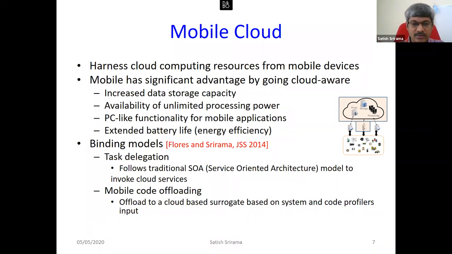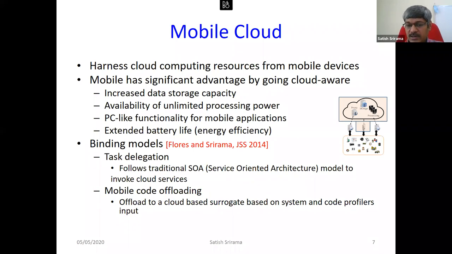It is better to do the processing somewhere else, on what we used to call cloud surrogates, the surrogate machines. The program will execute until that method, and that method will be offloaded to the cloud surrogate, and you do the execution there. You come back to the mobile application and continue with the execution locally. This is called mobile code offloading.